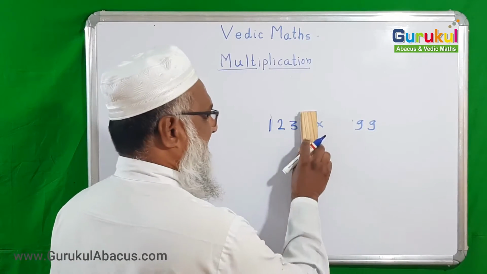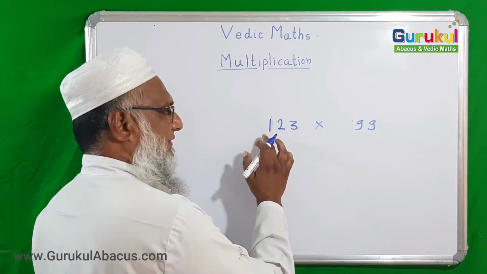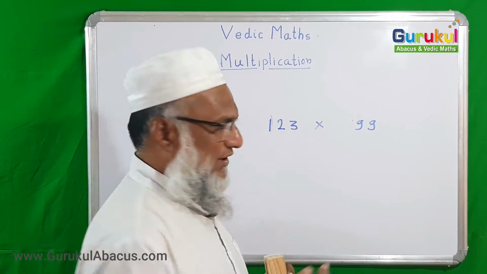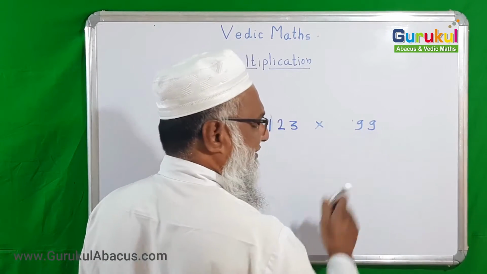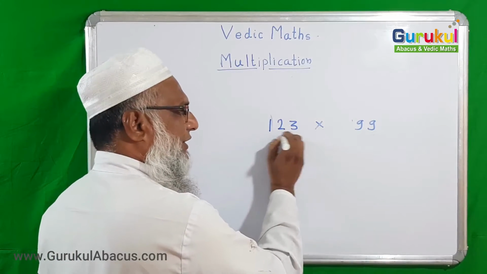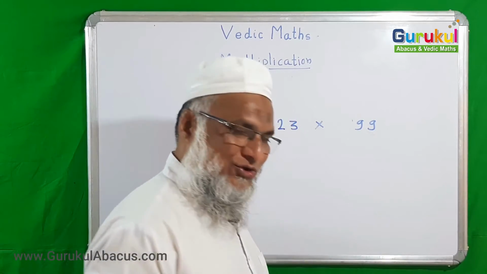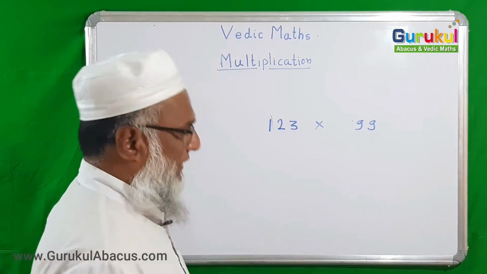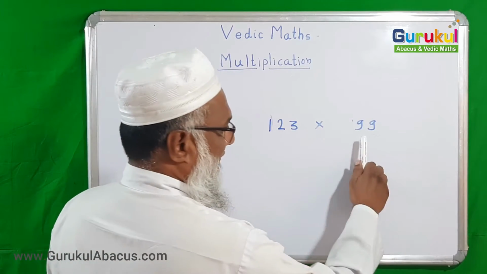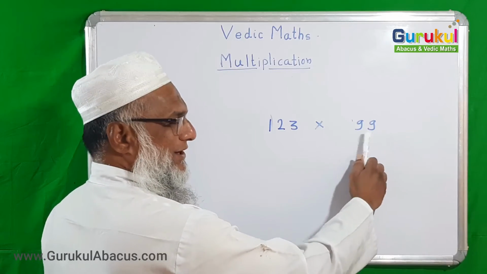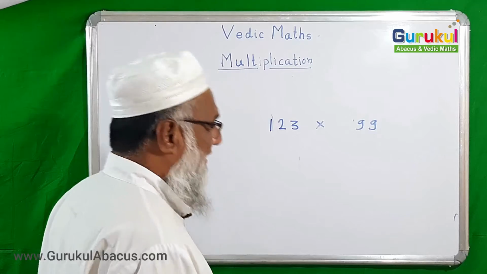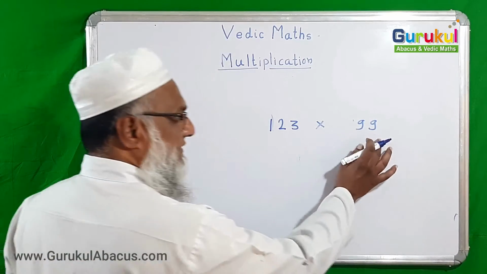Firstly we will take a simple example. Suppose we have taken 123 multiplied by 99. Here the greatest number has only 2 digits, and the other number has 3 digits. So in this situation our solving would be a little different, and simple. Okay, what are we doing? Here we are noting how many digits are in the greatest number: 2 digits. That is to be kept in mind.